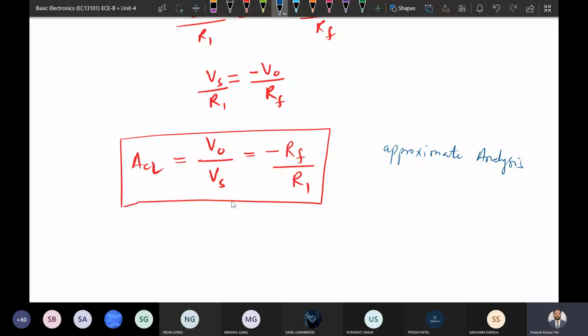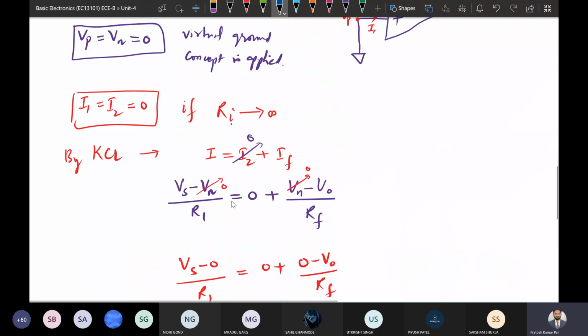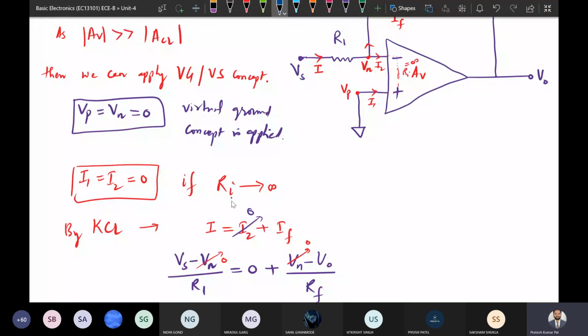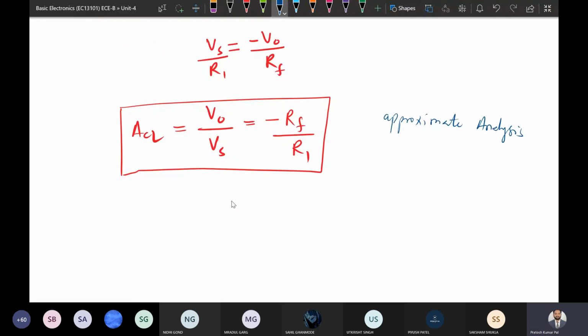Approximate analysis means the closed loop gain we have got is obtained by considering the assumption Vp equals Vn. That's why the closed loop gain that we have found, minus Rf by R1, is considered to be the approximate analysis or approximate value. This is by approximate analysis.